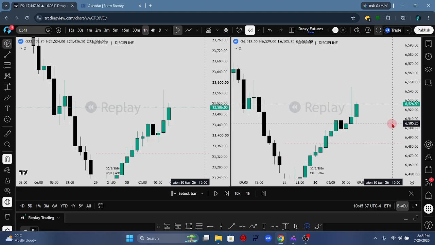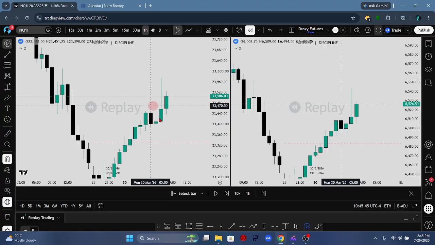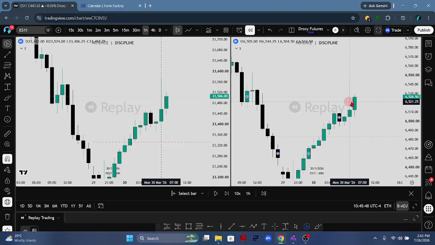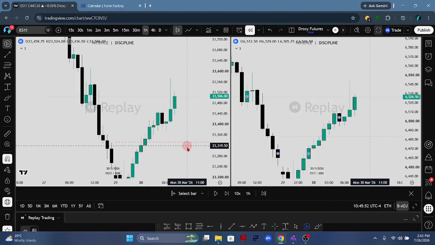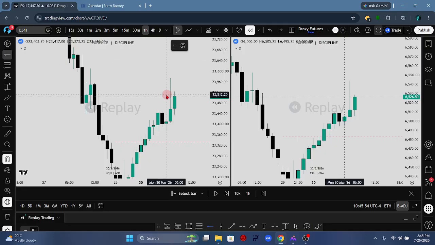So after I've checked my calendar, and I know what is happening on that day for the red folders, I come to my chart. I prepare my Nasdaq chart, I prepare my ES chart, I move to the 1 hour on both of them, then I start marking liquidity levels. When I say liquidity levels, I've already explained them to you. Buy stops and sell stops.